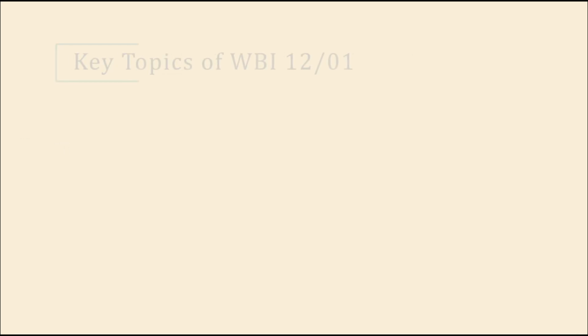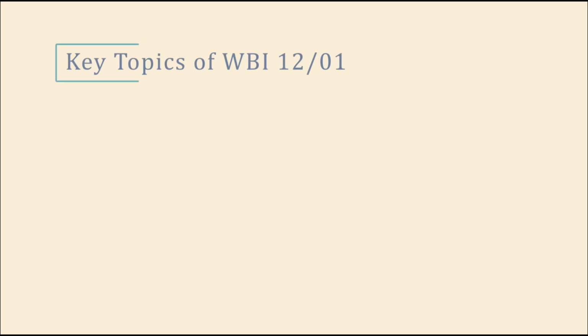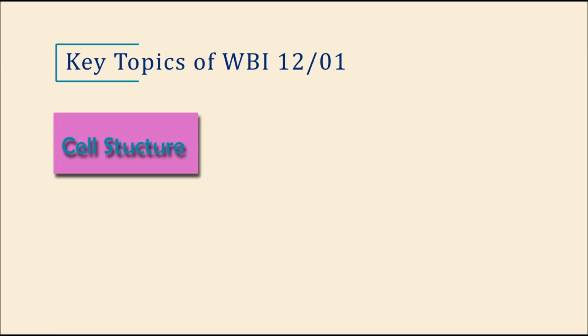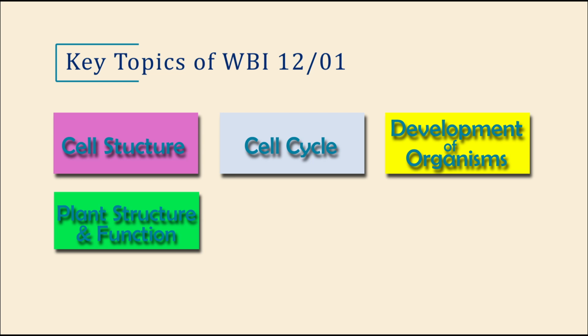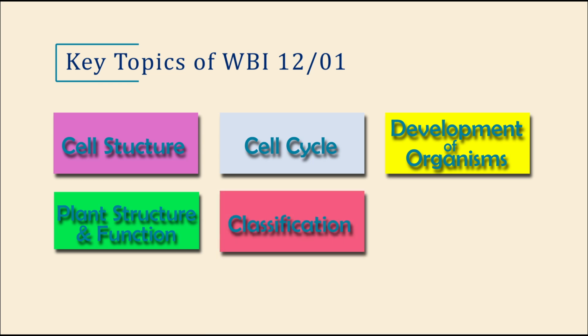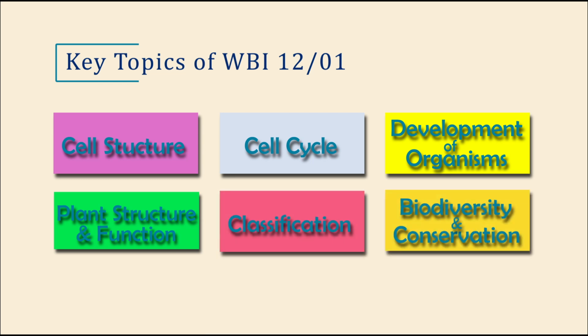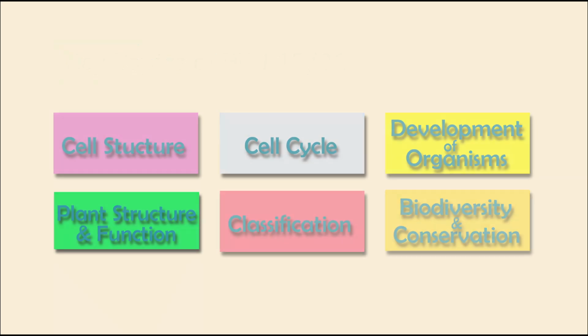I've made a basic classification of the key topics covered in your exam paper, WBI 12/01. These topics, or subtopics, are derived directly from the past papers and your student book. They include cell structure, cell cycle, development of organisms, plant structure and function, classification, biodiversity, conservation. These areas are central to your exam, so mastering them is crucial for success.